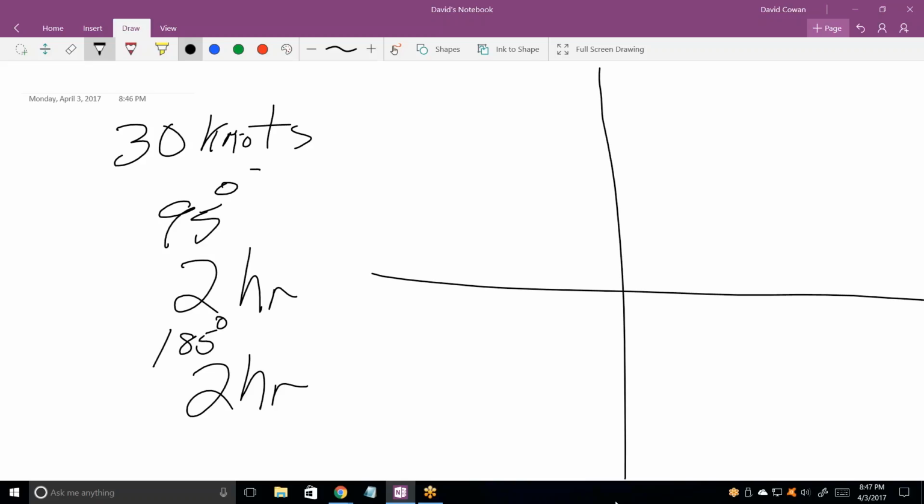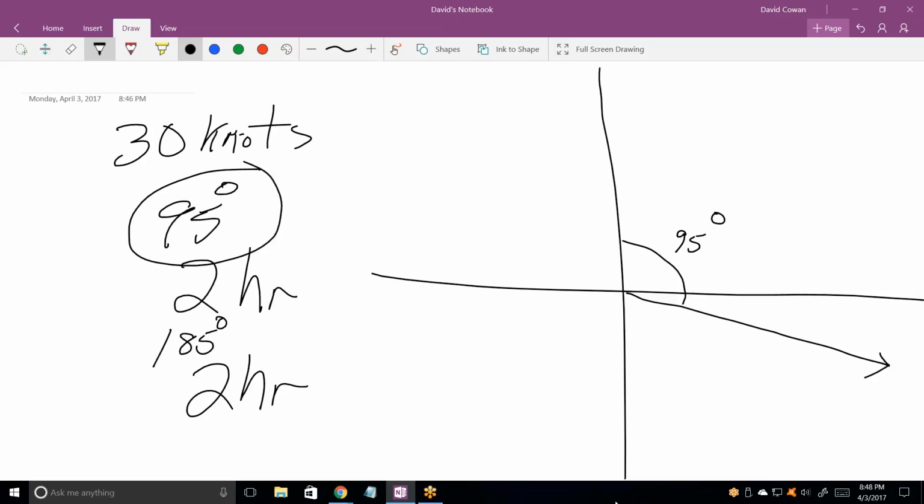In other words, the first direction of 95 degrees is not 95 degrees from the horizontal axis like we're used to. It's 95 degrees from the north axis. And I believe it's measured in a clockwise direction. There's your 95 degree angle, right? Yeah. Am I correct in that?